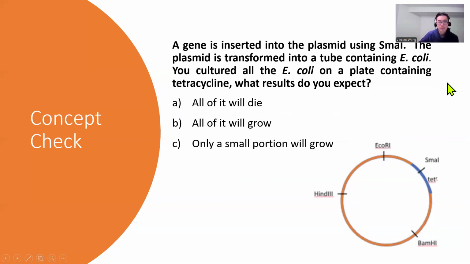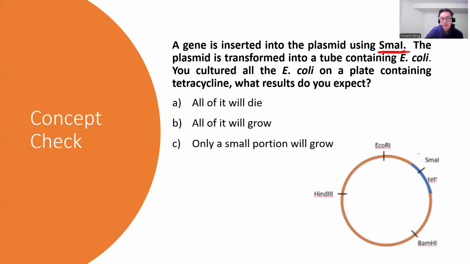Let's try another question. This is a little bit more complicated. It looks like the same question, but it's not. This time, we are inserting the gene using SmaI. SmaI is right here. So that means the gene's going to go right here, right in the middle of the tetracycline gene. So inserting a gene here will destroy the tetracycline resistance gene.